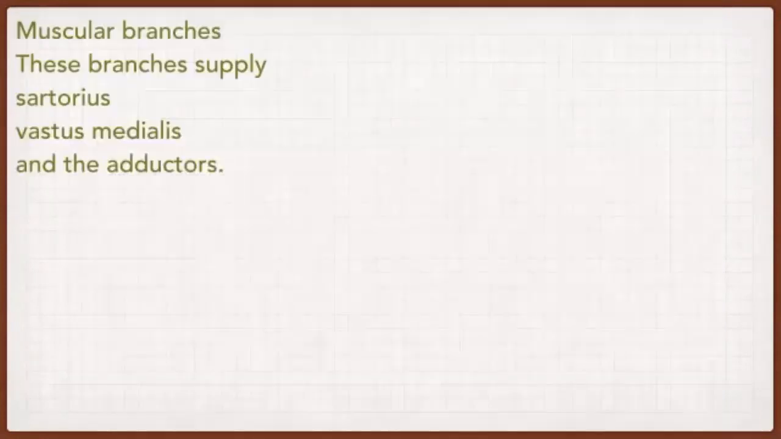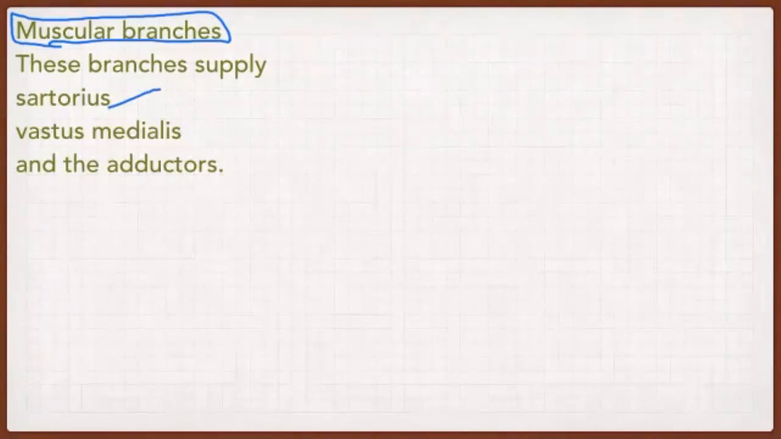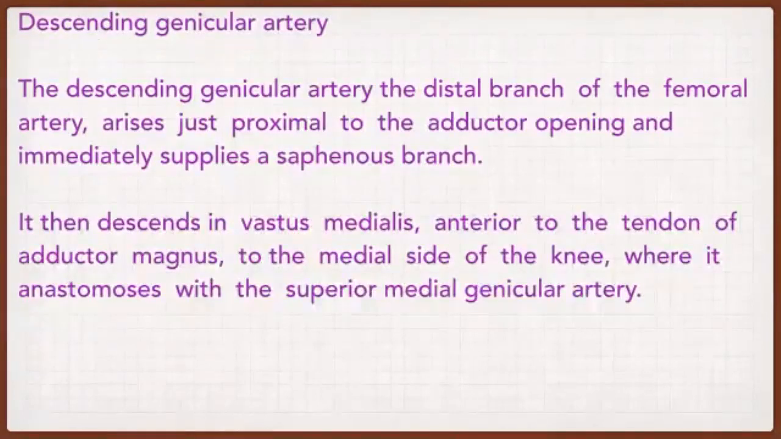Coming to the muscular branches, the femoral artery branches supply the muscles, right? You all know that it supplies sartorius, vastus medialis, and the adductors: adductor magnus, longus, brevis, right? So these are the muscular branches. After the muscular branches, we have to discuss the profunda femoris artery, but it is itself a great artery, so we will discuss it later.